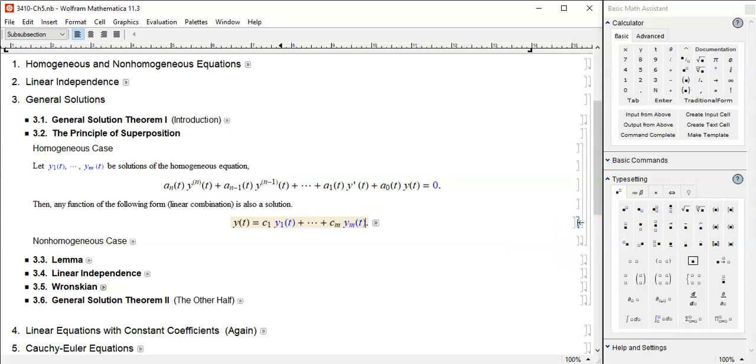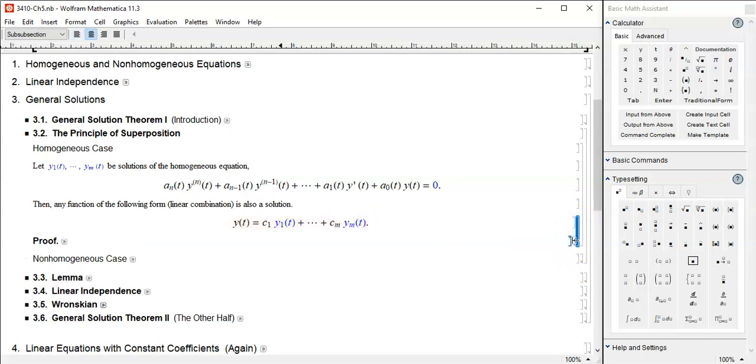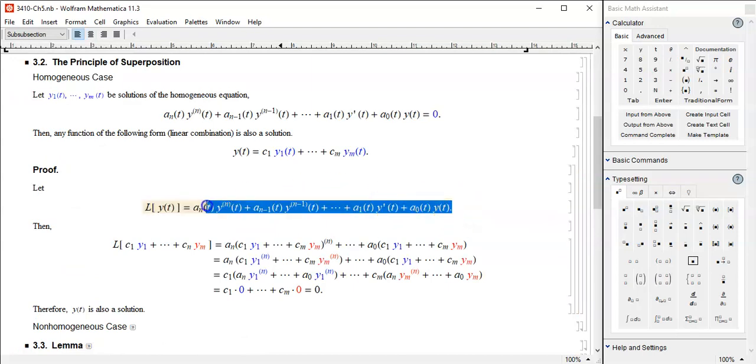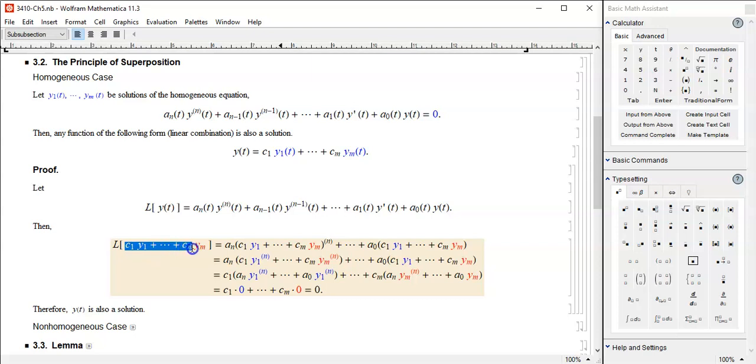That's actually easy to see, so let's talk about it. How do you prove it? Well, let's set the left-hand side of the ODE as L of y of t, and it's linear in the sense that all the additions can be separated. Yes, we have nothing but addition and the derivatives, and then multiplication by coefficients. So yes, it does work out. And then what do we put? c1y1 plus c2y2 all the way to cmym. Okay, all right.